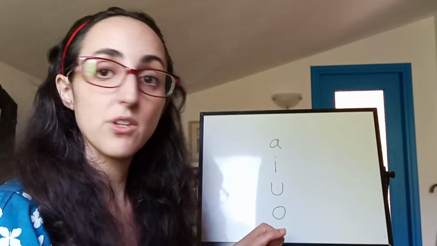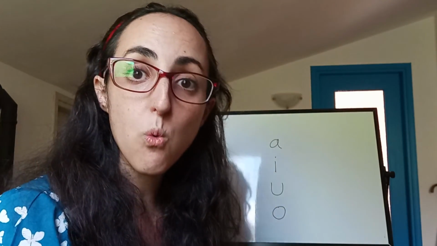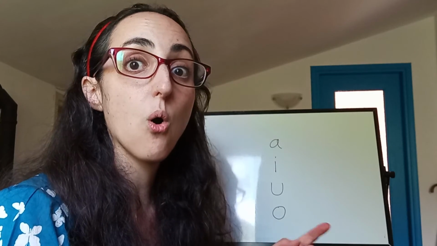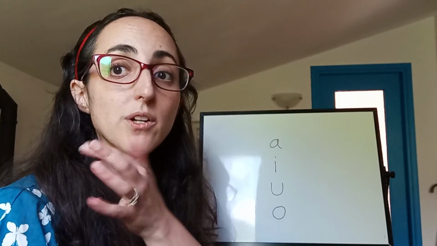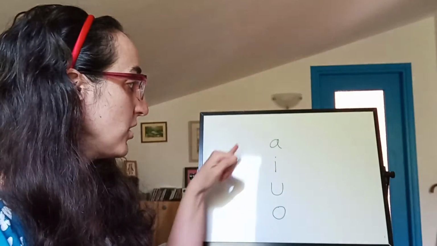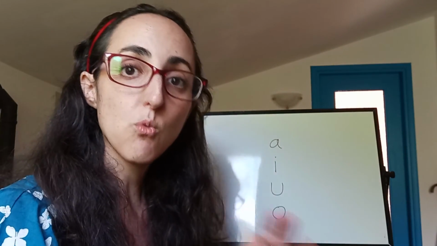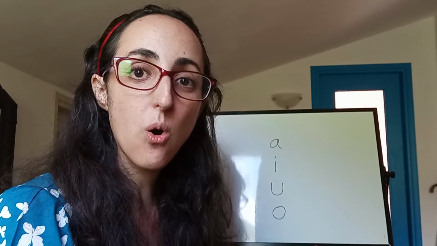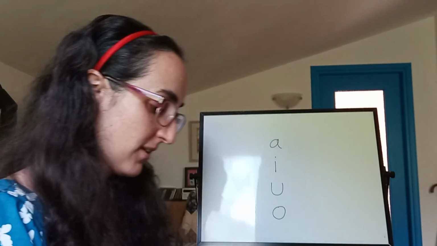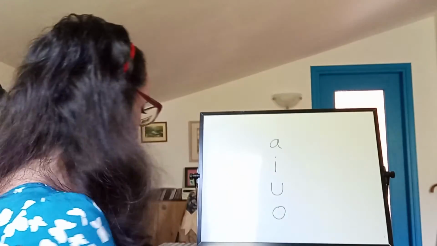Okay? The same with the O. It's not O-U. It's just O. One shape of the mouth. So each one of the vowels keeps one shape of the mouth. A, E, I, O, and U. Benissimo.